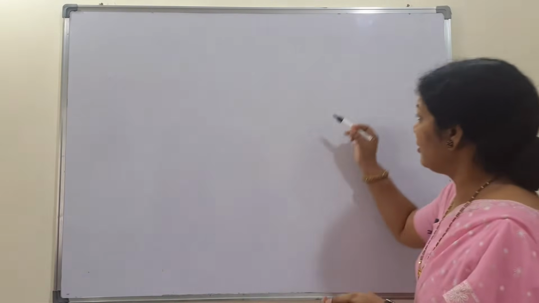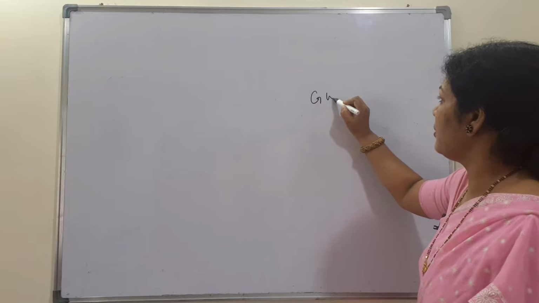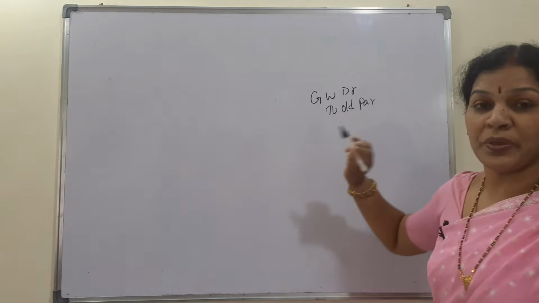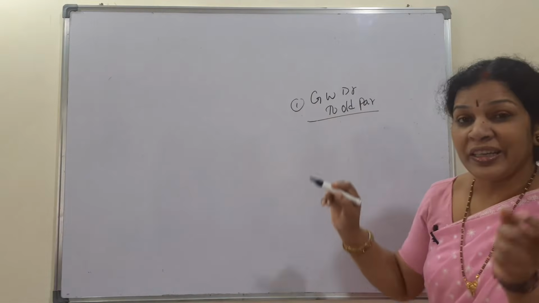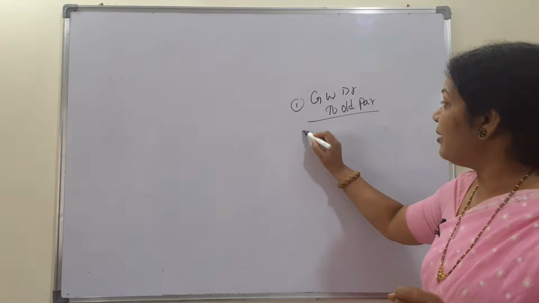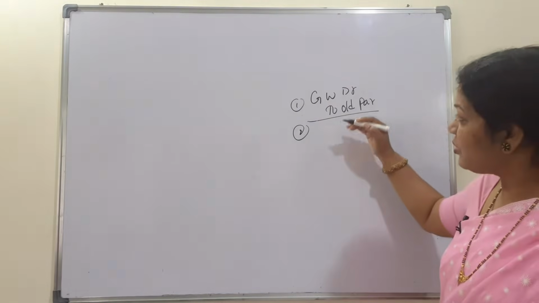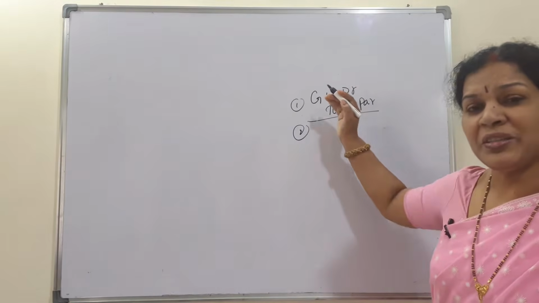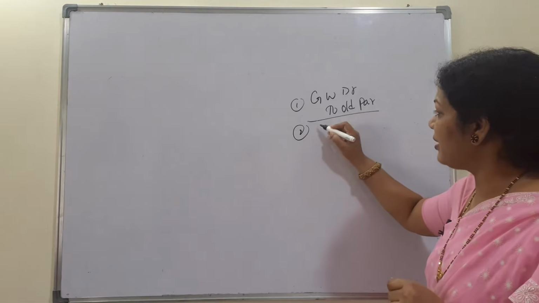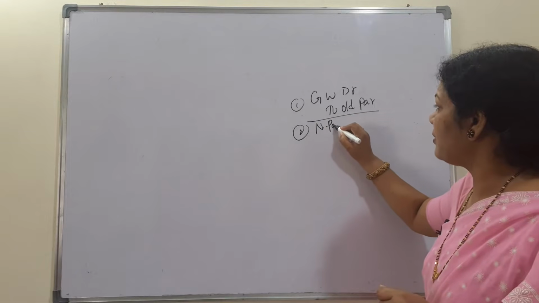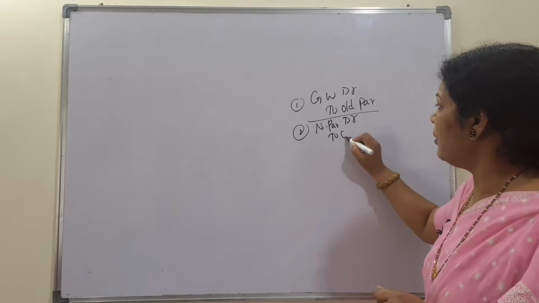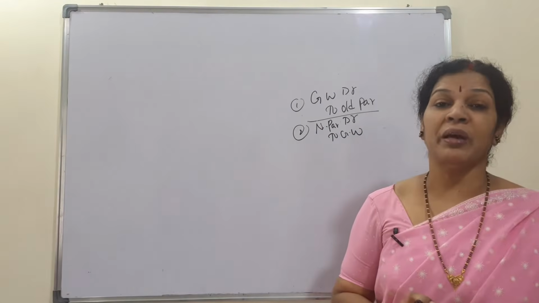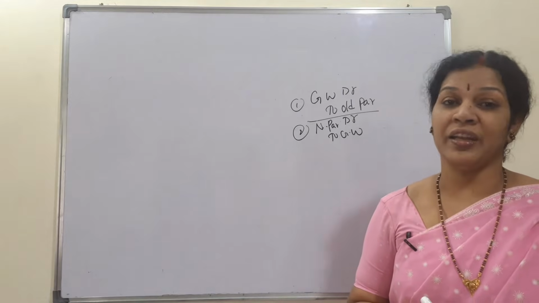The old entry is goodwill debit to old partners as per the given ratio. This is for creating goodwill. For written off goodwill, you are reversing this. Written off means we are writing off. So we are reversing this by adding the new partner also. Then it becomes new partner's account debit to goodwill account. That's all. This you have to remember about goodwill created and written off.